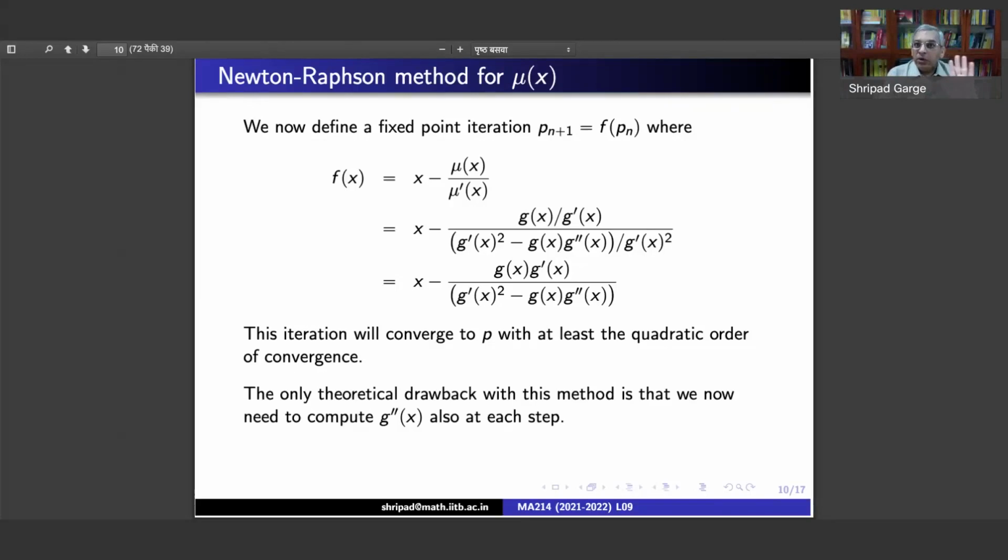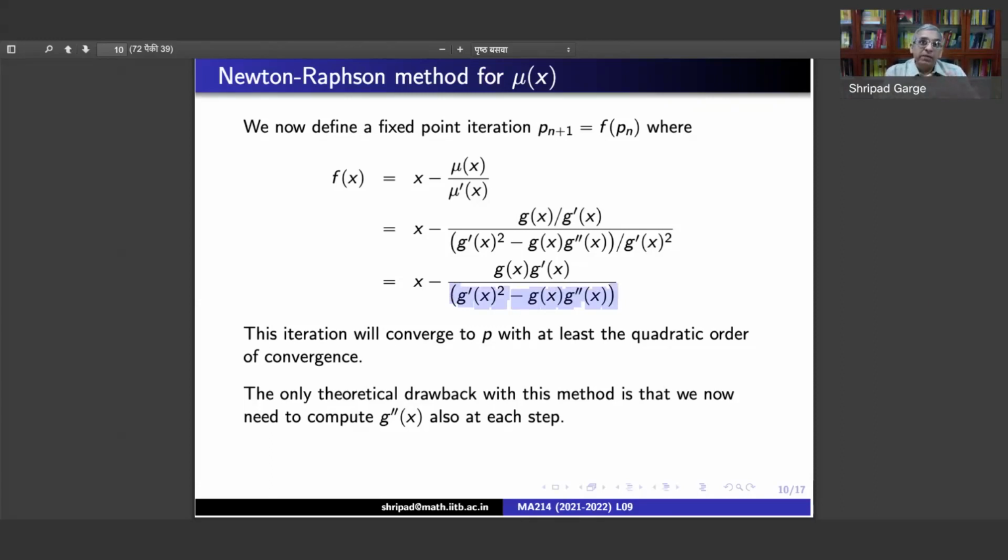Of course, we will have to compute g prime in some way, but how the second method will work and whether it will reduce the computations, theoretically at least, that is something that you should try to find out. There is also a computational drawback here. If you look at this denominator, it involves g into g double prime being subtracted from g prime square.